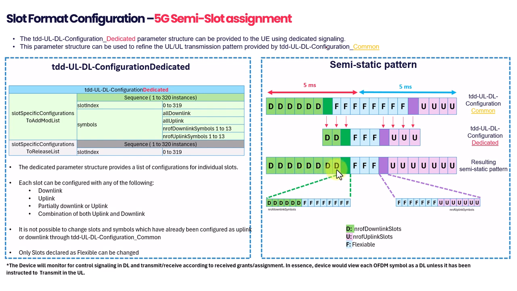This is all downlink, and this will be partial downlink, and this will be flexible. Then we'll have this one, which has no transmission at all. Then we'll have this partially for uplink, and the remaining will be flexible. Then all the remaining will be for uplink. So this is how it's being changed. It combines both of them and gives you this kind of result.